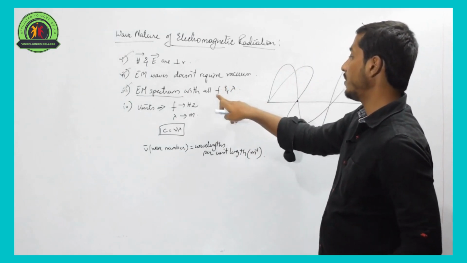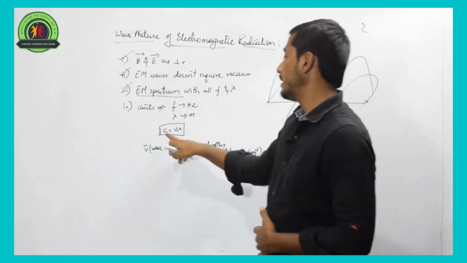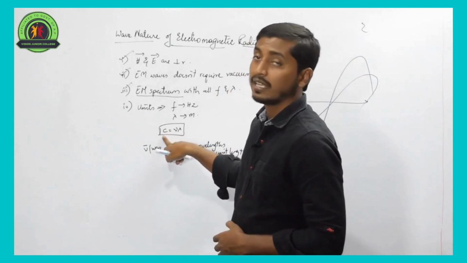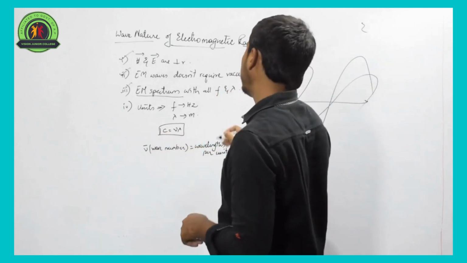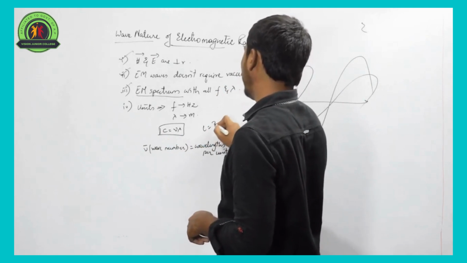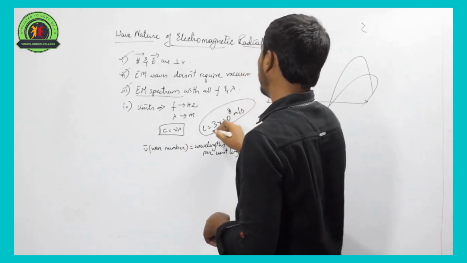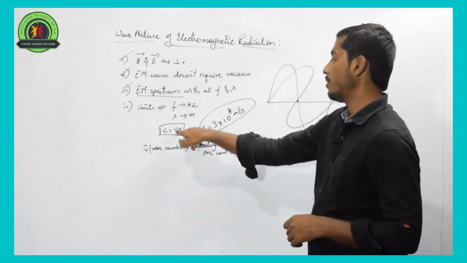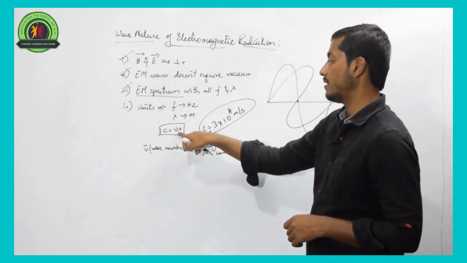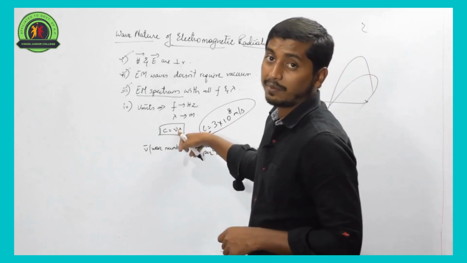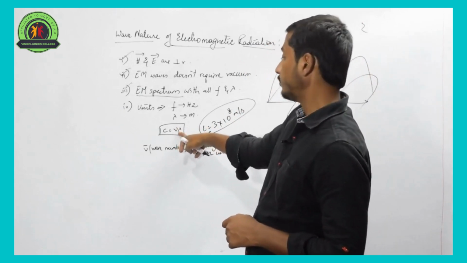What is the relationship between frequency and wavelength? It is c equal to nu lambda. What is c here? c is the speed of light in air, which we usually define as 3 into 10 power 8 meter per second. This is a constant value of the speed of light in air, where nu is the frequency of radiation and lambda is the wavelength of radiation.